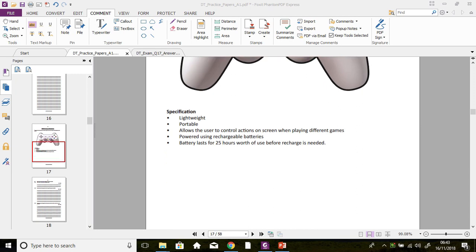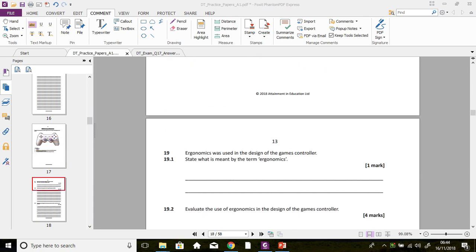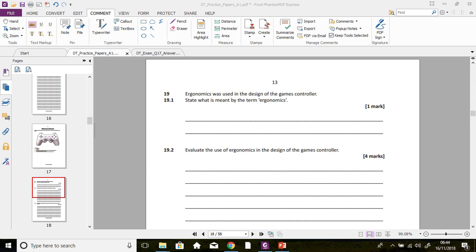Specification. So a list of requirements, obviously, as you would know it. So a spec tells you what needs to be there. So it needs to be lightweight, portable, allow the user to control actions on screen when playing different games, powered using rechargeable batteries. Batteries last for 25 hours worth of use before recharge is needed. Okay, so then it says, question 19.